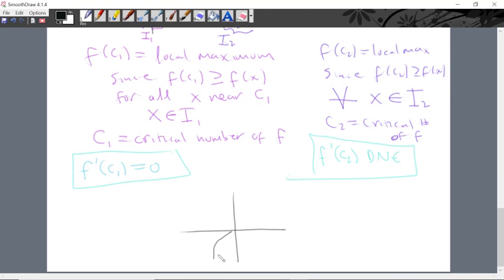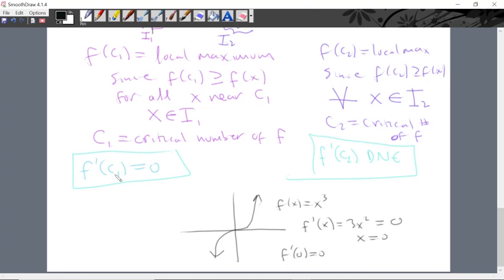I'll give one to you symbolically. Consider this case, where we have a function that looks like this. The function f of x is equal to x cubed, I'm thinking of. You notice that if we take the derivative of this function, we get 3x squared, and if we set that equal to 0, then we get x equals 0. In other words, f prime of 0 equals 0, right?